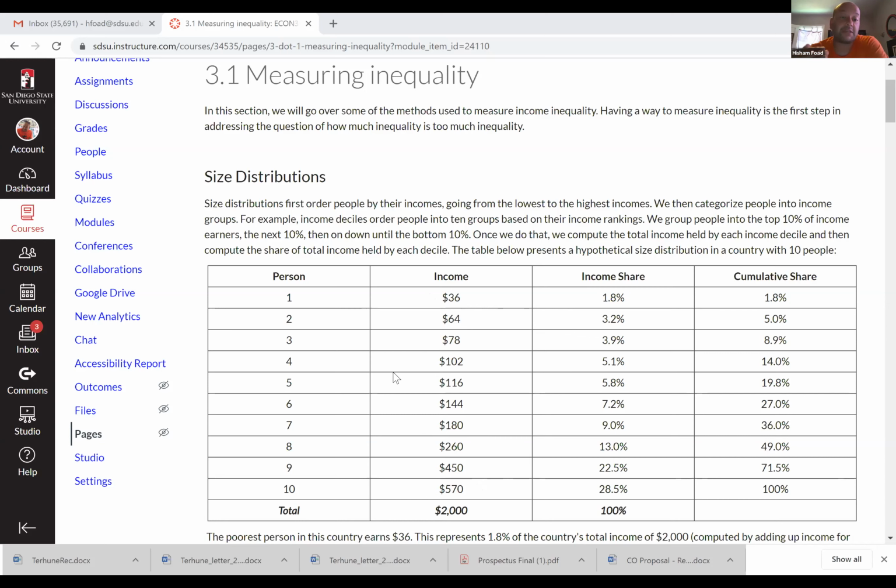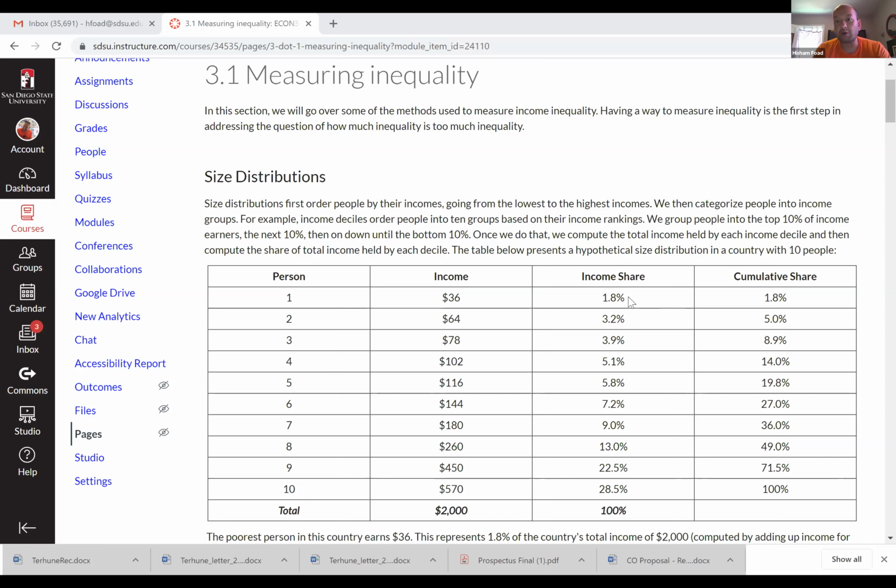Now, since we have 10 people in this example, each person represents 10% of the population. What we have here is the bottom 10% of income earners, the second 10%, the third 10%, all the way up until the top 10%. If we'd split this across 100 people, this could have been the top 1%, the bottom 1%, and so forth. If this was 5 people, then it would be the bottom 20%, and so on. Here, what we have is called income deciles. Basically, it's splitting up the population into 10% groups.